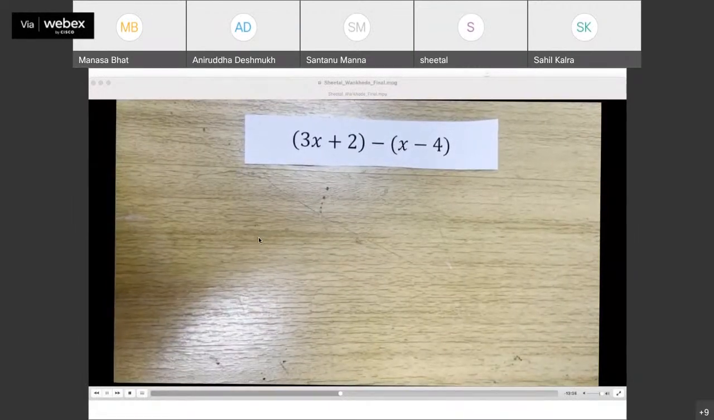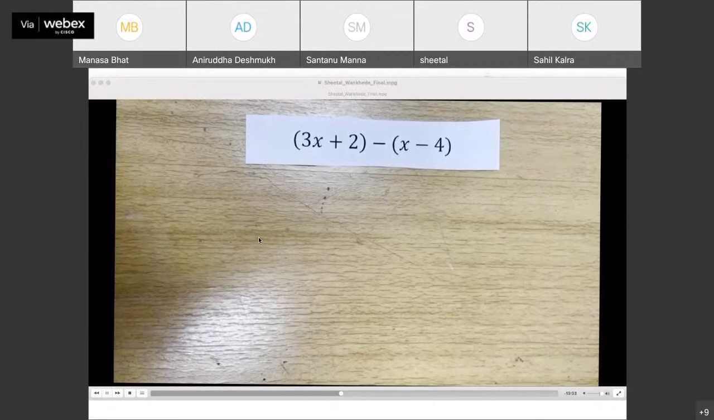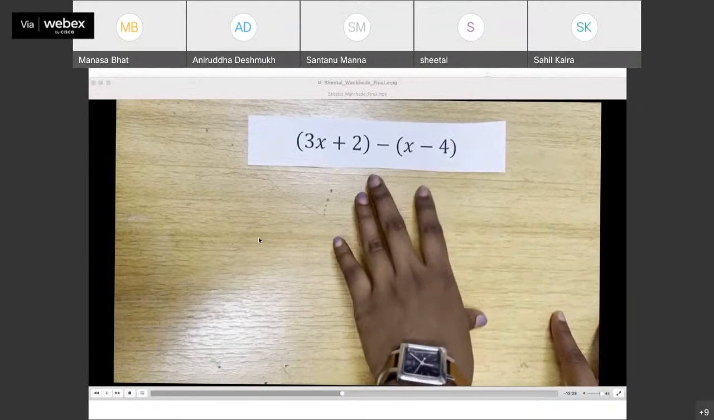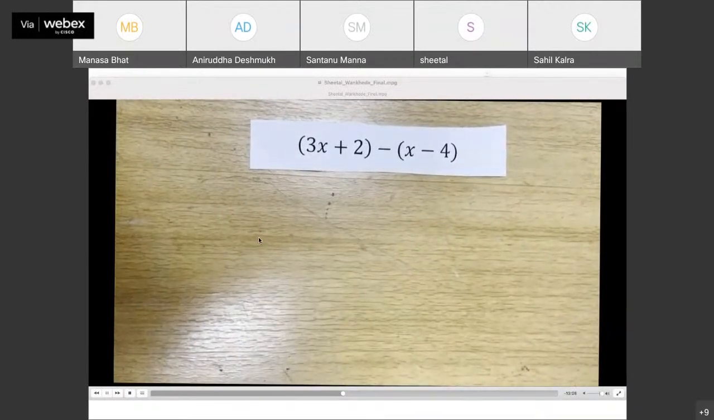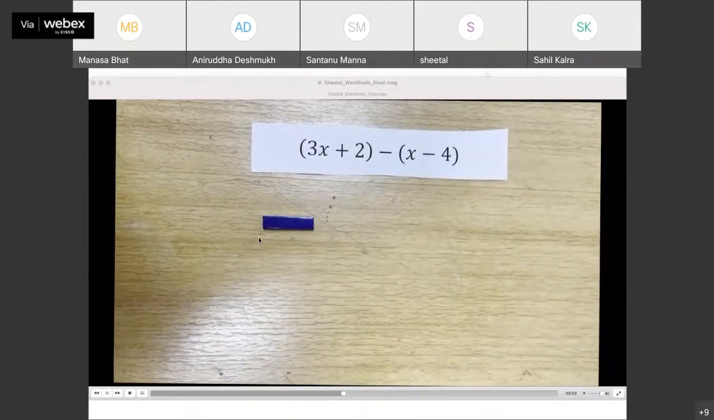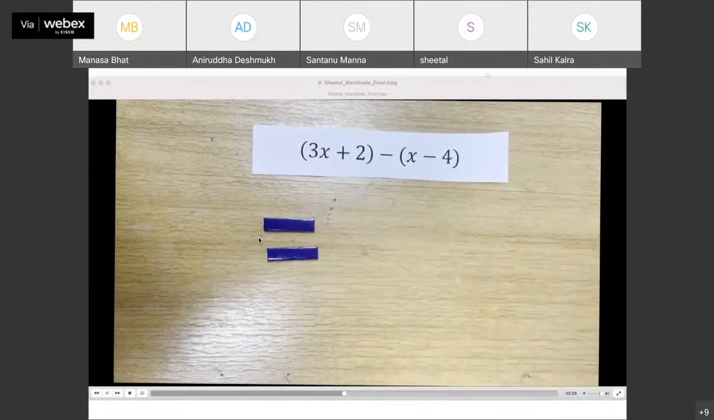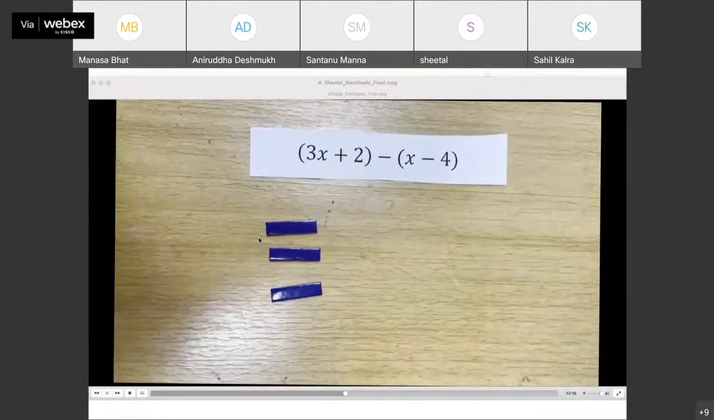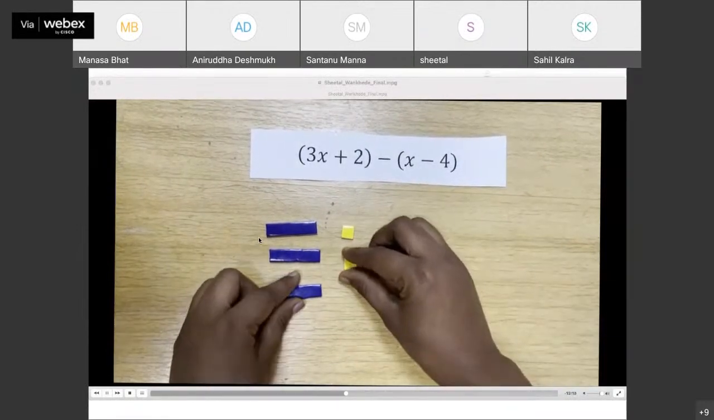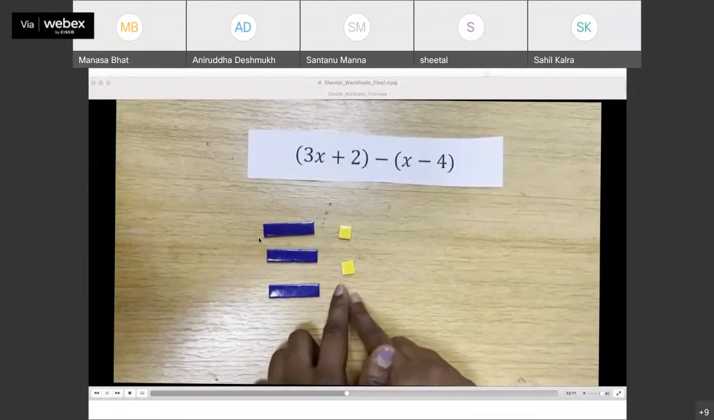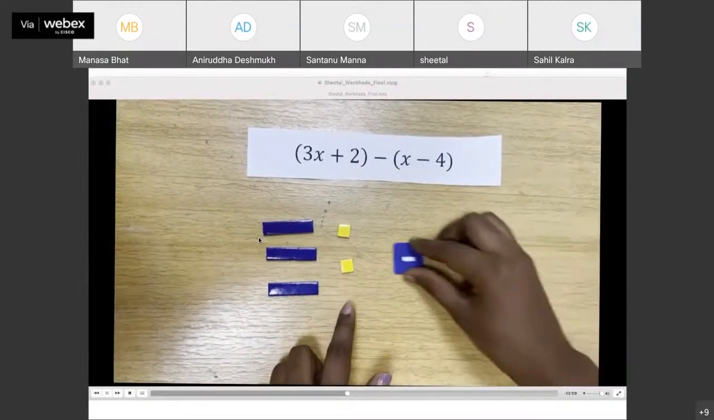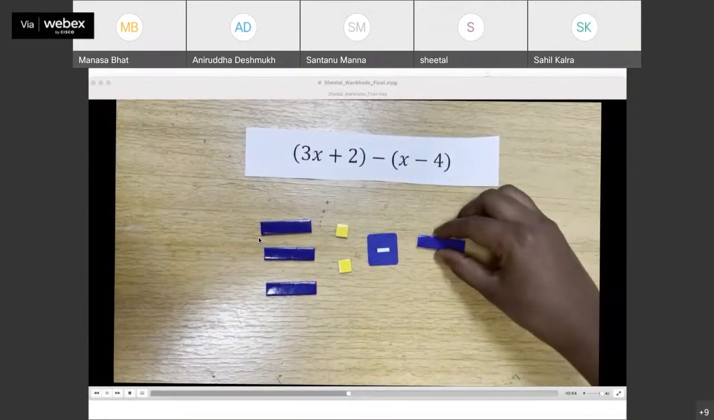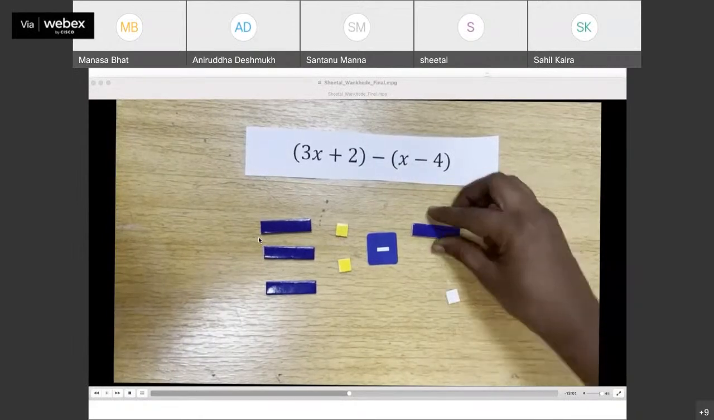Now we are going to see subtraction of two polynomials. So we are going to subtract these two polynomials 3x plus 2 and x minus 4. So first compute 3x plus 2. You have this x times. So they gives you this 3x tiles gives you 3x plus you need 2. So this becomes your 3x plus 2. Now we need to subtract this polynomial with this polynomial x minus 4. So this is your x times with minus 4.